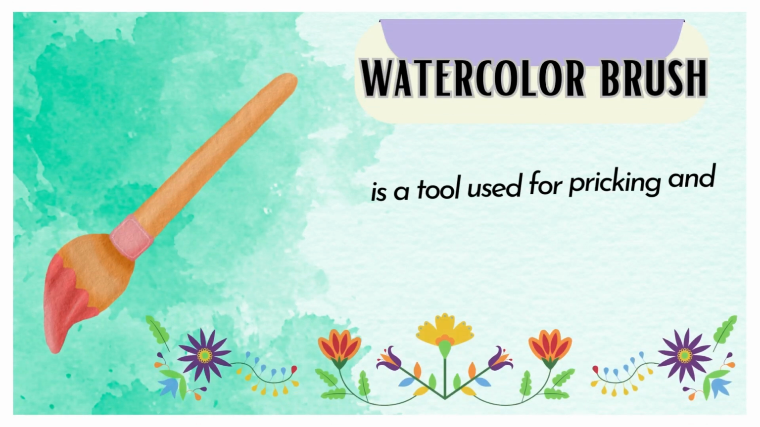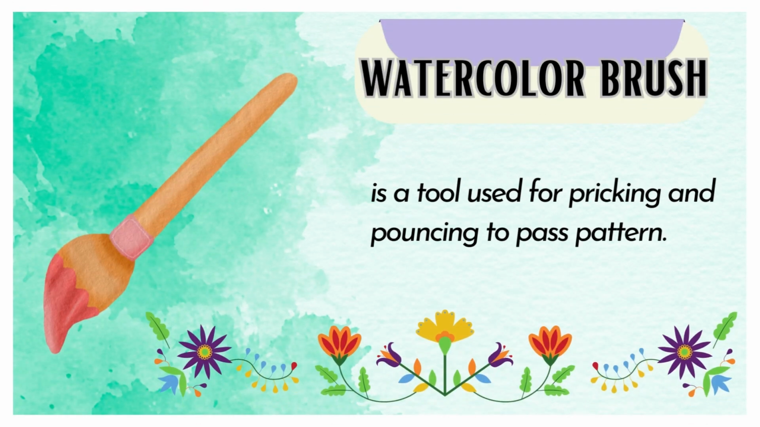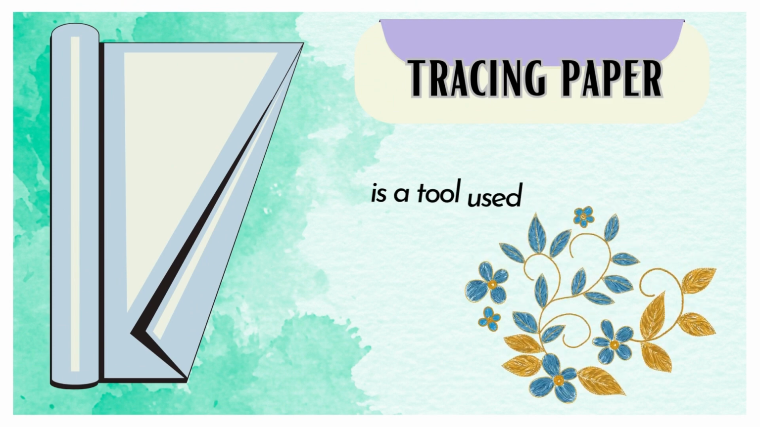Another tool is the watercolor brush. It is a tool used for pricking and pouncing to pass pattern. It is a traditional method used to transfer prints and designs on fabrics. Next is the tracing paper, which is a tool used to trace the designs. It's a great way to transfer a design to fabric without actually making marks on the fabric, making it well suited for use on delicate or non-washable fabrics.